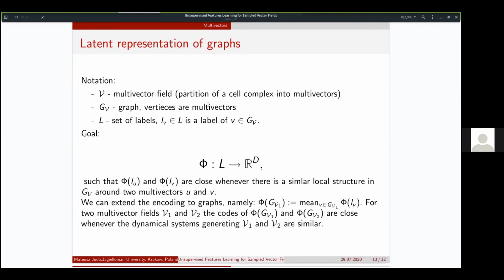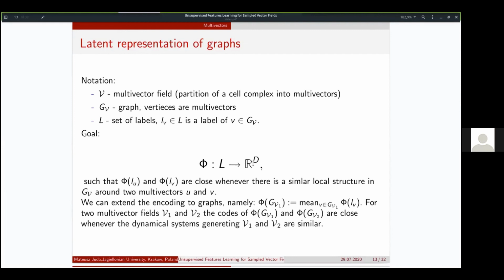So first of all, some notation. We'll speak about multivector fields. This is the partition of a cell complex into multivectors. The multivectors are convex sets in terms of the order. We have the graphs. G_V is the graph from the previous slide, and we assume that we have some set of labels. So each vertex of the graph has a label, and our goal is to find a mapping from the set of labels into R^D, where D is a fixed dimension of the Euclidean space.